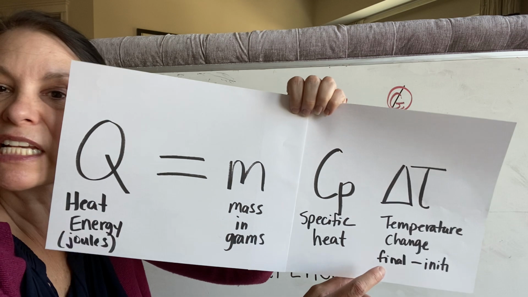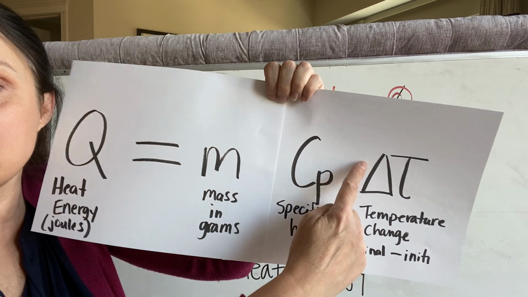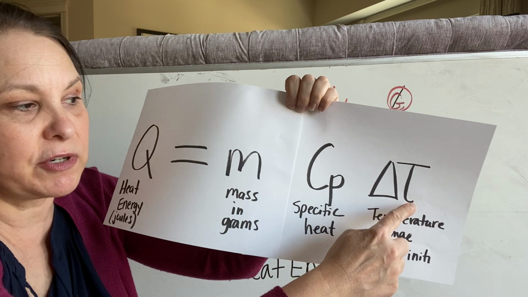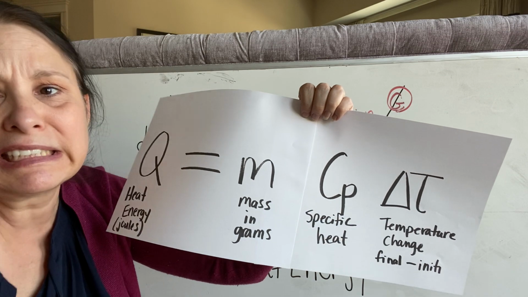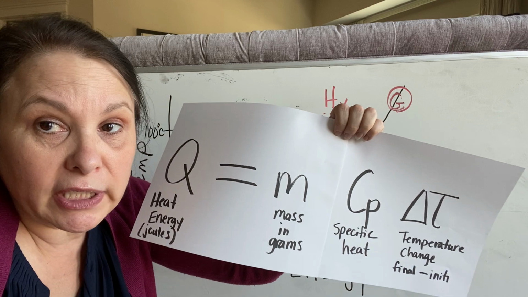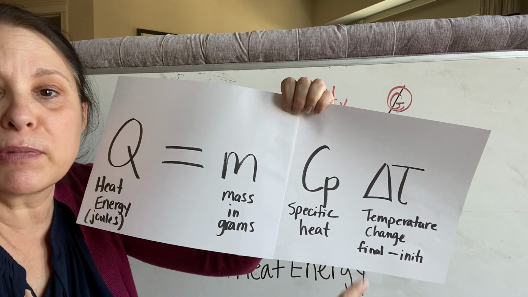The next thing is the temperature change. So this is a delta sign. The triangle means change in temperature. And I know that's got a little curly on it. It's not, it's just a T, okay? I didn't mean to put the curly on it. So this is temperature change.